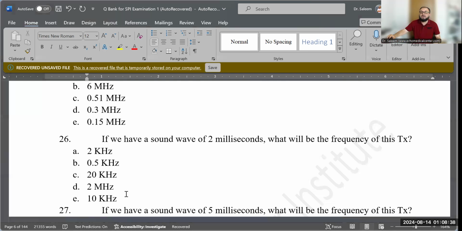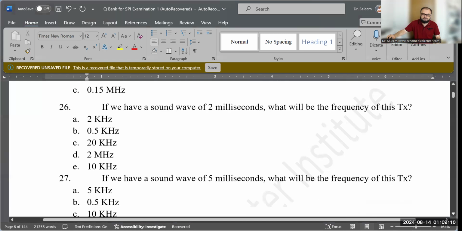You are absolutely right, because the formula for the frequency, that's another additional formula, is frequency is equal to 1 divided by T. T here is your 2 milliseconds. So 1 divided by 2 is 0.5, and then millisecond will give you the unit for the frequency. So the time unit will select the unit for the frequency, and that is kilohertz. So 0.5 kilohertz, absolutely correct. Let's see the next question.